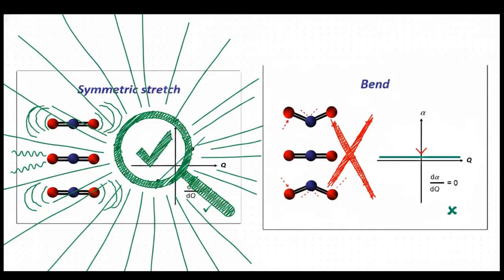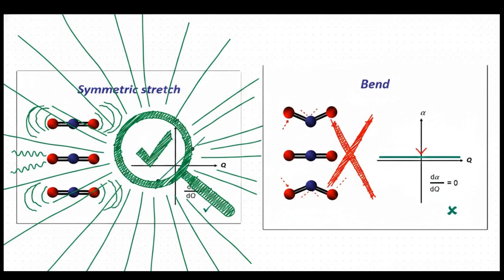Check out these 2 movements side by side to really see this in action. On the left, we've got a symmetric stretch. The outer atoms pull away and then push back together. As they do, the overall size of the electron cloud changes. Because the polarizability changes, this movement gets a big green check mark. It is Raman active.